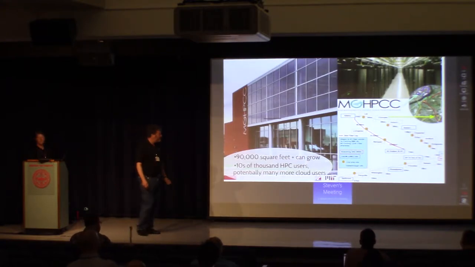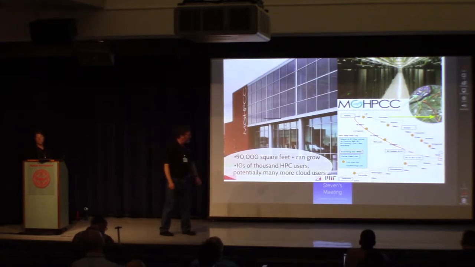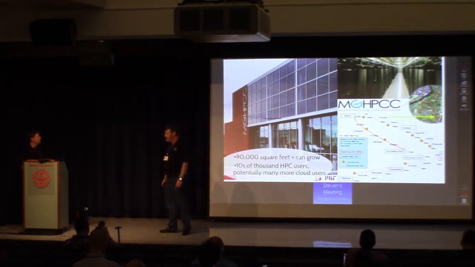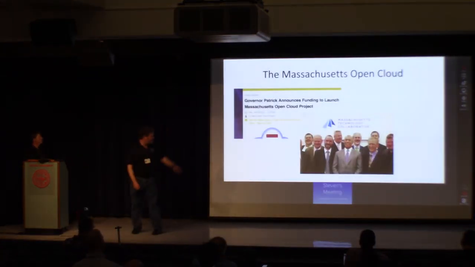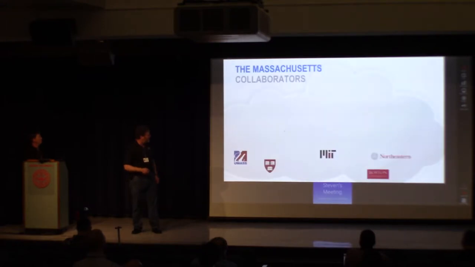70% of the power is green, and because of the nature of this, the prices are incredibly cheaper than in Boston. So that gave us the opportunity to do this. This is a picture of us with the governor announcing the project to create an open cloud. It's been renamed the Mass Open Cloud from the Massachusetts Open Cloud.